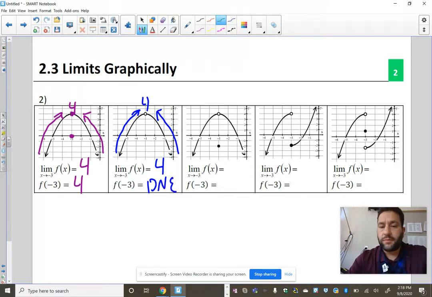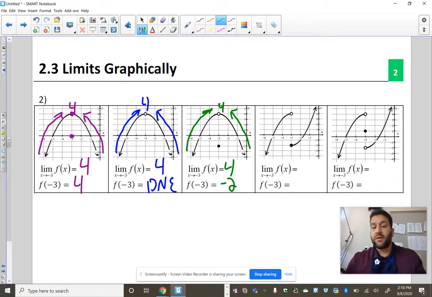Let's look at the third one. Same thing. If we are coming from the left, if we are coming from the right, in both situations, we get to a y value of 4. But because of the removable discontinuity, we can see that our y value when x is -3 gives us a value of -2. So 3 problems that have the same limit, but completely different answers when looking at finding the dependent variable when the independent is -3.